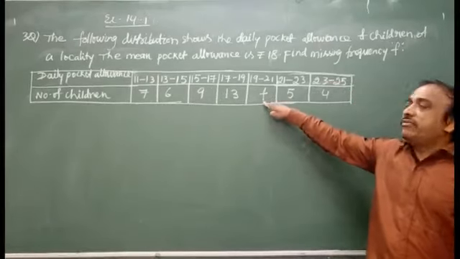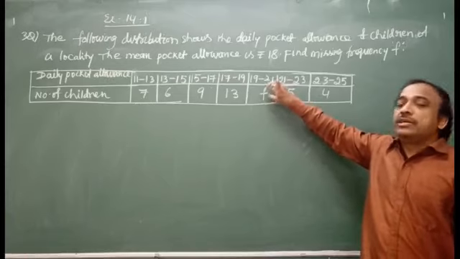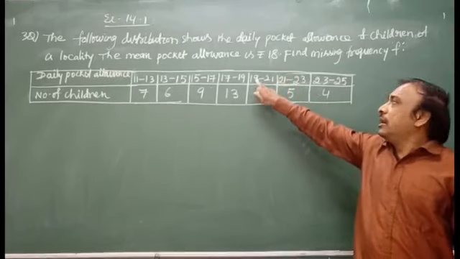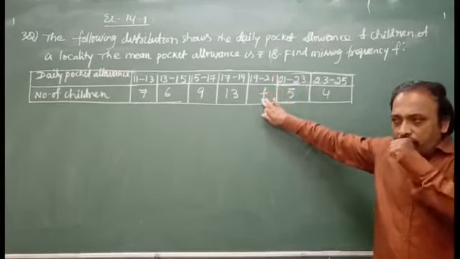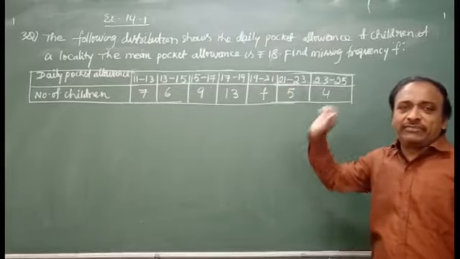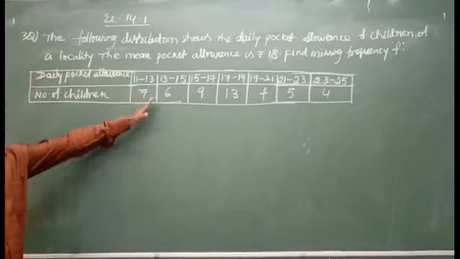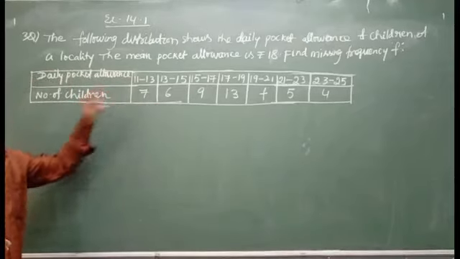Here the frequency f is given. What is this frequency? How many children are getting a daily allowance of 19 to 21? We will see how to calculate. So these are class intervals and this is frequency. In our terms, these are class intervals and this is frequency.